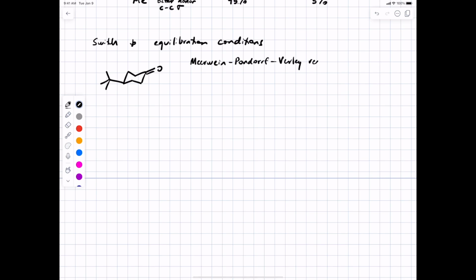Meerwein-Ponndorf-Verley reduction. I think that's where my last name comes from. Really? Yeah, like Worley, like barely. Verley, okay. What in the Tolkien?